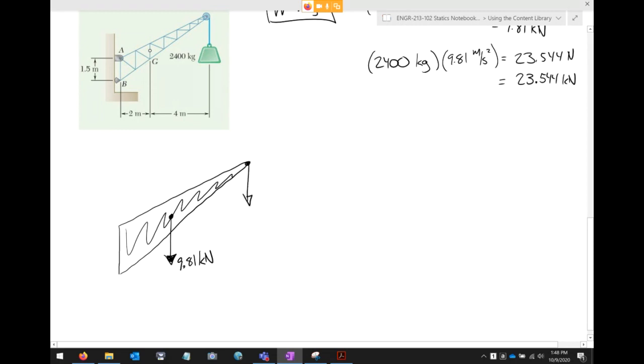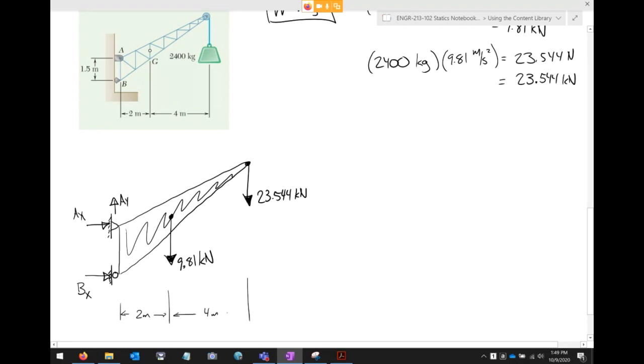And then I have another force acting downwards right here that is 23.544 kilonewtons. Now I have a roller right here, which puts out a force like that. This is BY. And then I have a hinge, and it kind of goes like this. So that's going to give me an AY, or sorry, I have Ys here. These need to be Xs. This is BX. This is AX, AY.